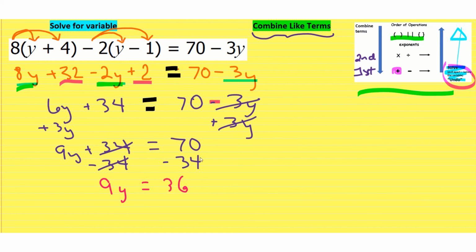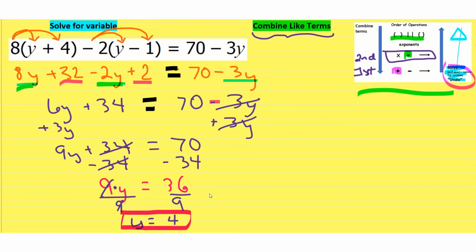And now what can we do? We have to consider what is going on between the 9 and the y. Well, they are being multiplied. So how do I undo multiplication? I undo multiplication by dividing. So I'm going to divide out the 9 on both sides to keep it balanced and happy. These two 9s cancel out, and I'm left with y is equal to 4. Okay, that is the solution for my equation. y is equal to 4.